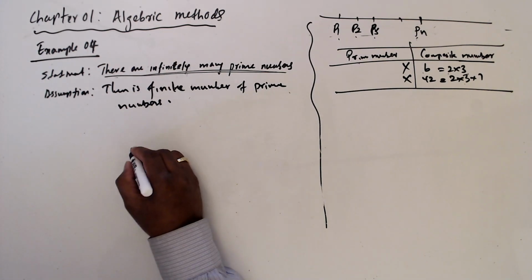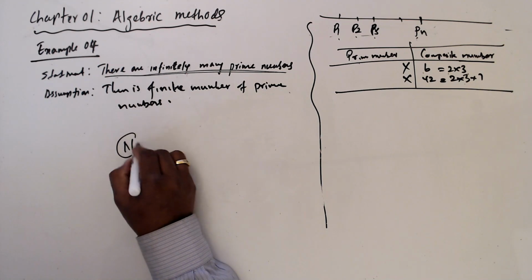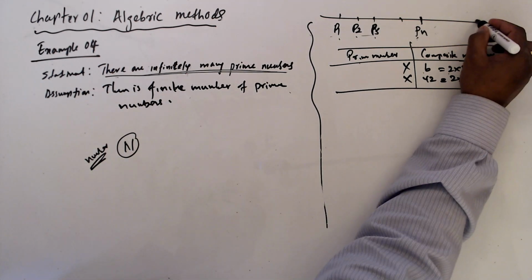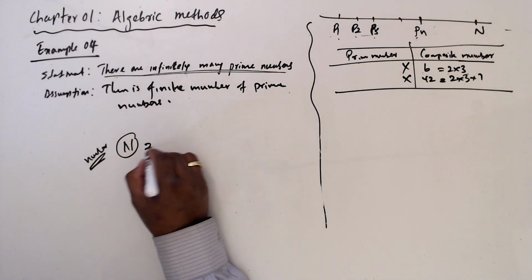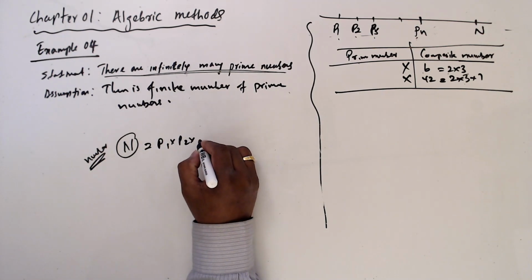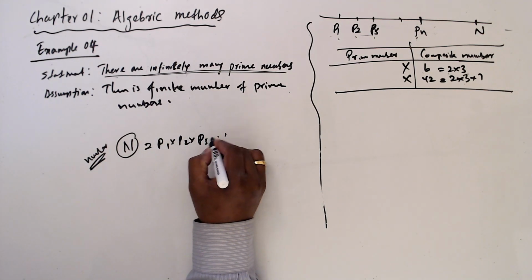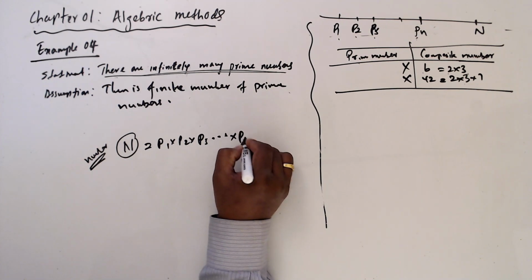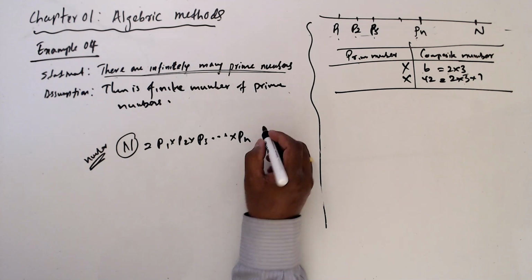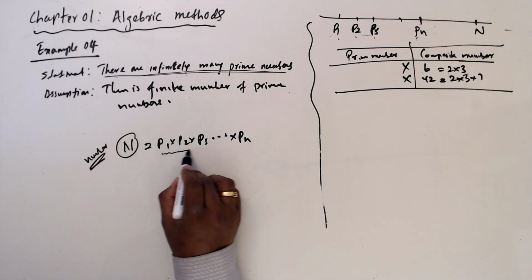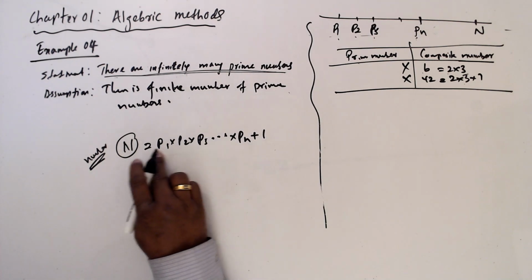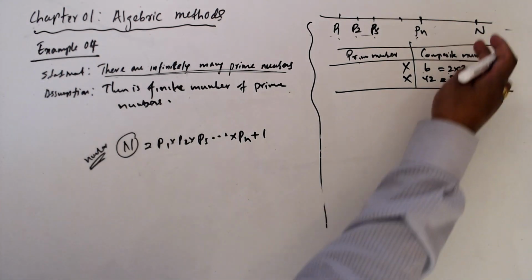Now I am creating another number. N is a number, another number in this number line. I am making it by multiplying P1 times P2 times P3 times dot dot dot Pn. I multiply all the prime numbers, and I will add 1. So it is a number in this number line.